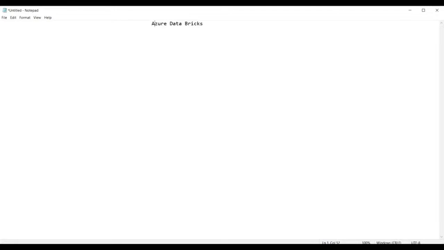So basically, what is Azure Databricks? Guys, Azure Databricks is a cloud-based service provided by Microsoft to perform the job of ETL. So now, guys, what do you mean by ETL?